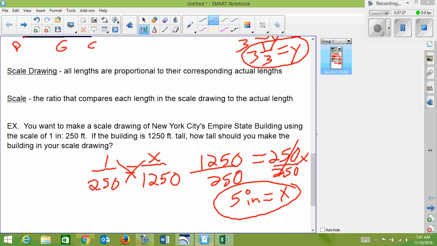So 5 inches tall is how big I need to make it on the drawing, so that it is proportional to my original scale that I gave you right here, 1 inch to 250 feet. And there's all kinds of different ways that you can use this information, and we will look at it more the next time I see you.